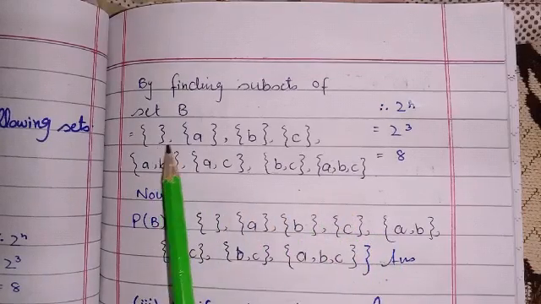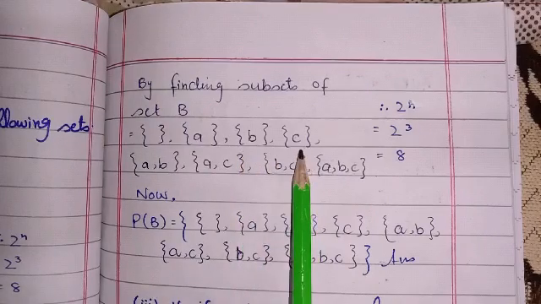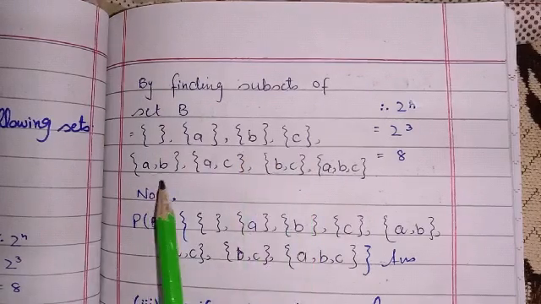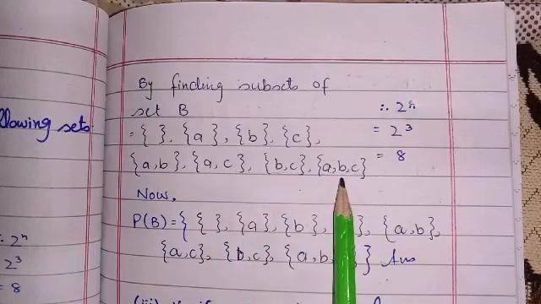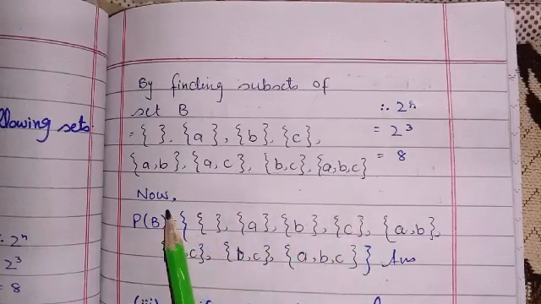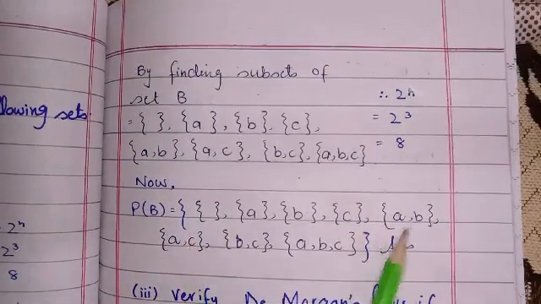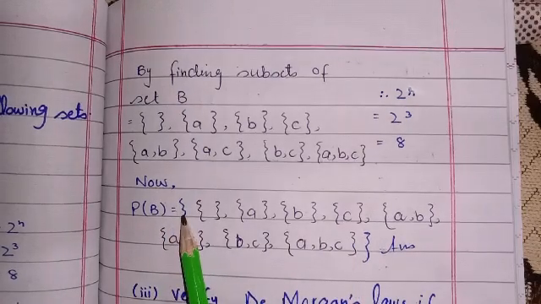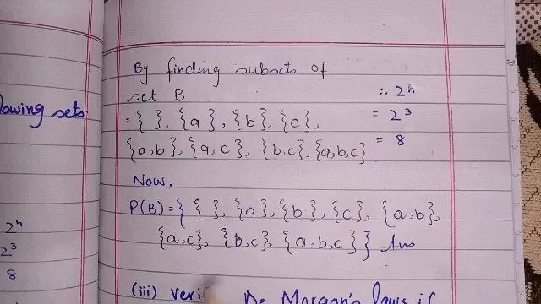First we will write the empty set, then the set having element A, then the set having element B, then the set having element C, the set having elements A, B, the set having elements A, C, the set having elements B, C, and the set A, B, C. Now students, we will write the power set of B by writing all the sets within brackets. Here this bracket starts and here this bracket ends. This is the power set of B.